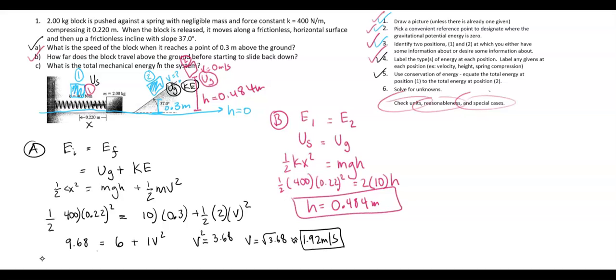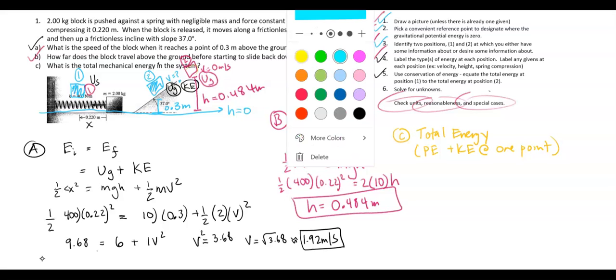Okay, so now let's look at the last part. What is the total mechanical energy in the system? So again, total mechanical energy is just a fancy word for total energy. Mechanical energy is going to be all the potential energy and kinetic energy at one point, and we know that potential energy includes spring and gravitational, all that good stuff. So we could choose any point we want to work at. We could choose point 1, point 2, or this new point 2. I'm going to just choose point 1.